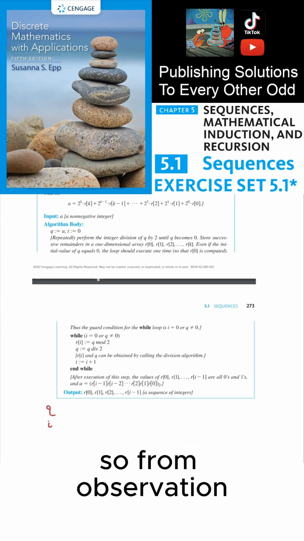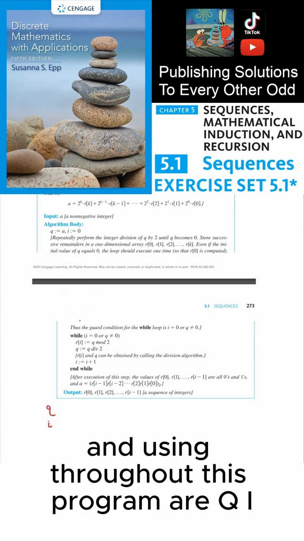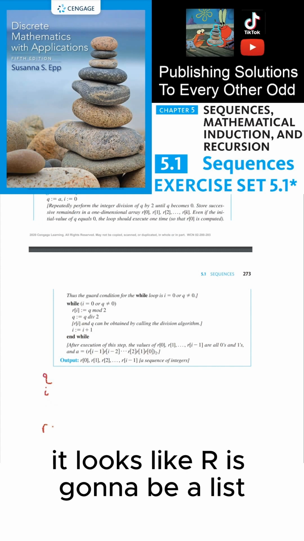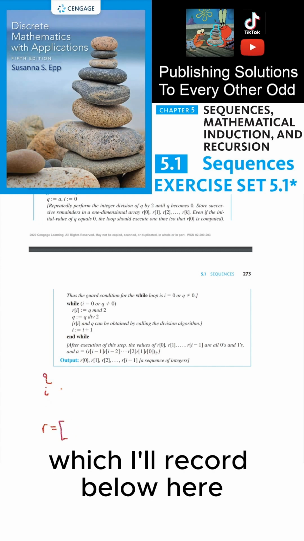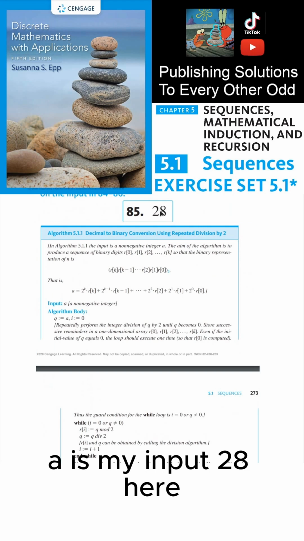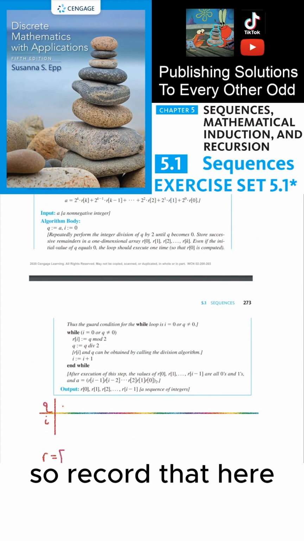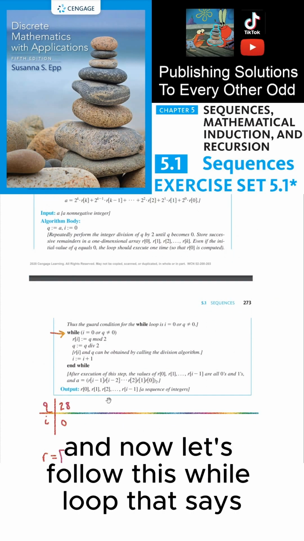So from observation, we can see that the variables we're instantiating and using throughout this program are q, i, and r. It looks like r is going to be a list, which I'll record below here. So in this context, a is my input 28 here. So we start by saying q is 28 and i is 0. So we'll record that here. And now let's follow this while loop.